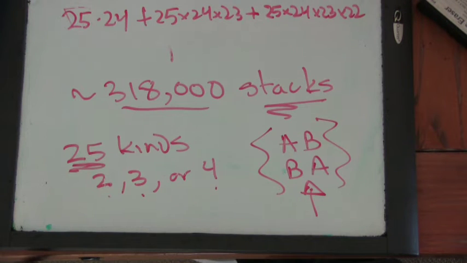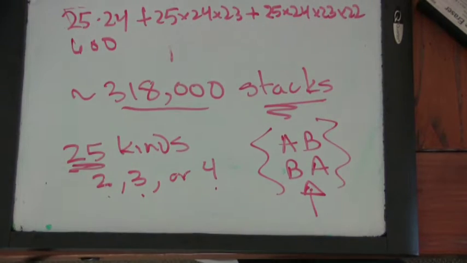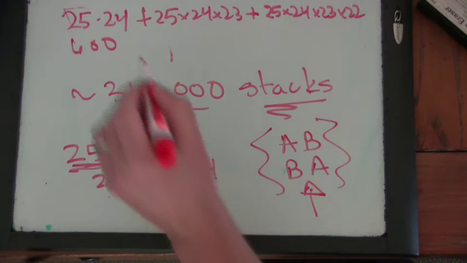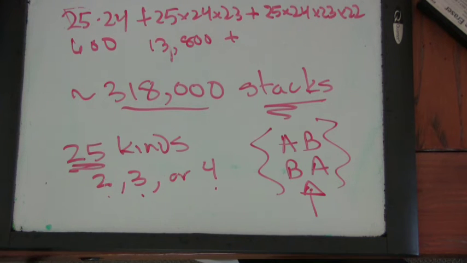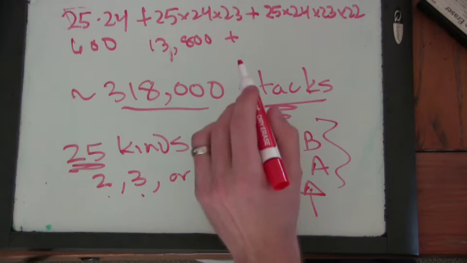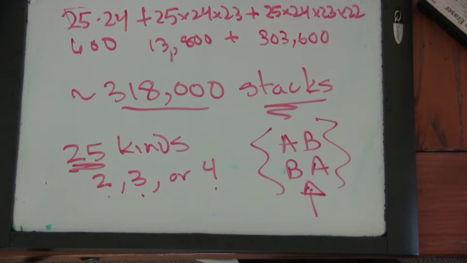So 25 times 24 is 600. Times 23 is 13,800. Times 22 is 303,600. So we get 600 plus 13,800 plus 303,600, and we get exactly 318,000. So it looks like this is the way that they interpreted it.